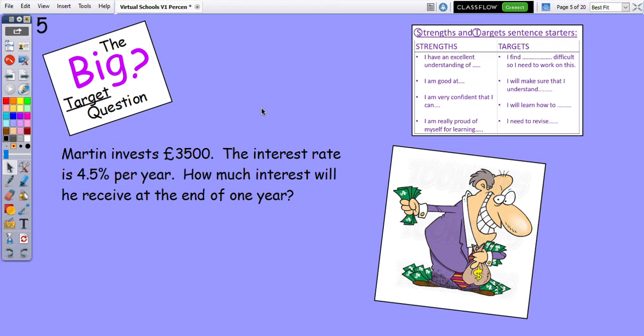Martin invests £3,500. In other words, he puts £3,500 into a bank as savings. The interest rate is 4.5% per year. How much interest will he receive at the end of 1 year? In other words, my job is to find 4.5% of 3,500, and that will be the interest paid to Martin at the end of 1 year. Feel free to pause the video if you want. We will answer this question at the end.